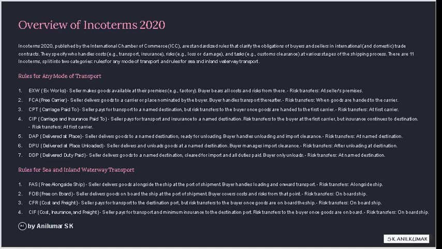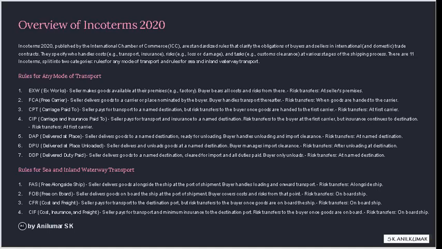CIF, cost, insurance and freight. Here the seller pays for the transport, and the seller pays for the minimum insurance. It is 110% if the LC says so, and it will be paid up to the destination port. But the risk transfers the moment goods are placed on board the vessel. So these are the terms for water or sea transport.